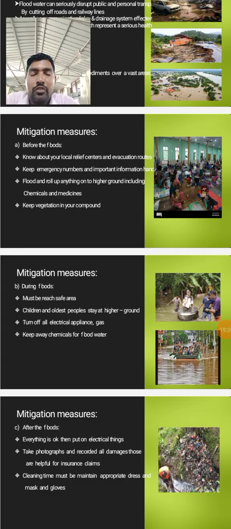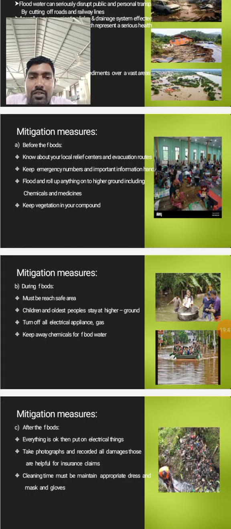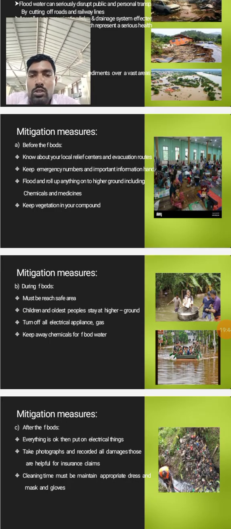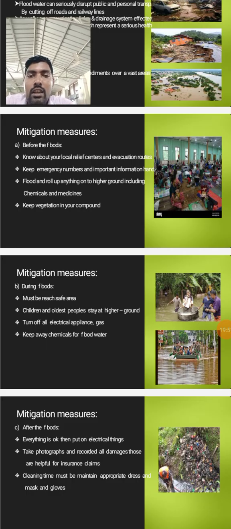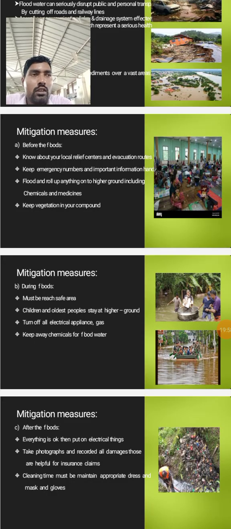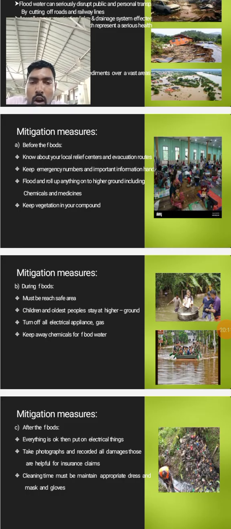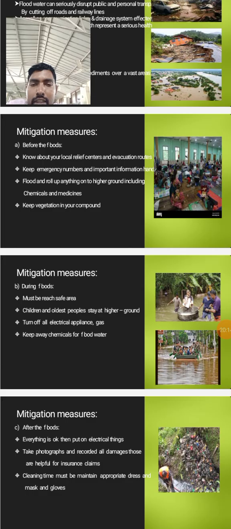We must reach a safe area as soon as possible. For example, when transportation is available, children and older people should stay on high ground. Turn off electrical appliances and gas, and keep chemicals away from the flood water. Otherwise the chemicals will mix in the water, and if that water is used for drinking by animals or people, or people come into contact with it, some skin problems will happen and some lives may be lost. The last one is after the floods.